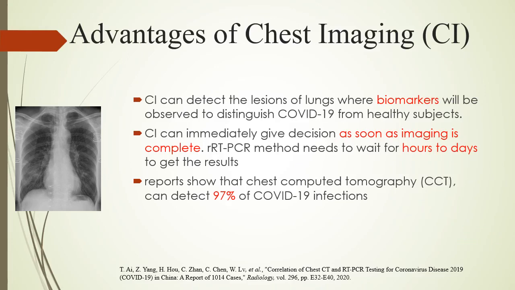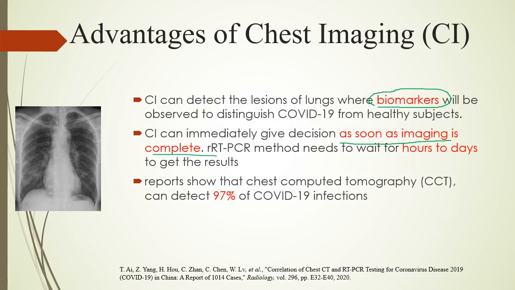Compared to the RT-PCR, the chest imaging, the CI, has 3 advantages. First, the CI can detect the lesions of the lungs where biomarkers will be observed to distinguish COVID-19. We will detail the biomarkers in the following slides. The second advantage is that the CI can immediately give decisions as soon as the imaging is complete. For the RT-PCR, you may need to wait for hours or even days.